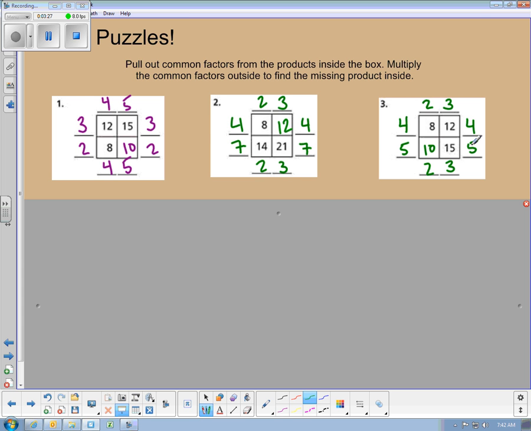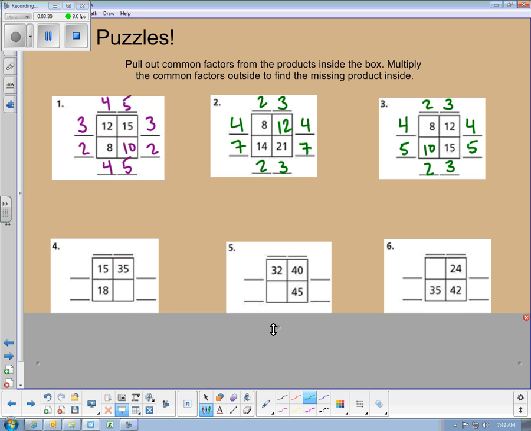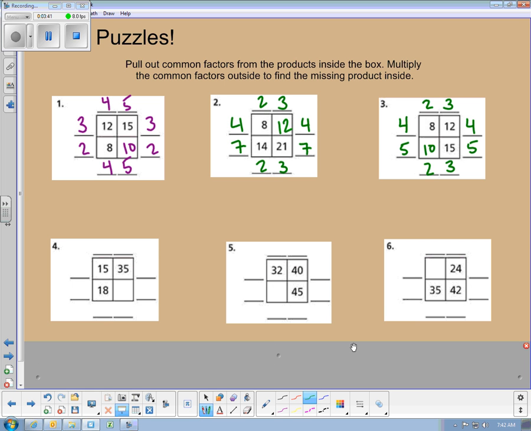So if you notice, numbers 1 and 3, the numbers were listed in different orders, but the factors turned out to be the same, giving us the same missing product. So even though they're in a different order, our factors are still the same. I want you guys to go ahead and pause the video and see if you can work on the next 3 factor puzzles, numbers 4, 5, and 6.